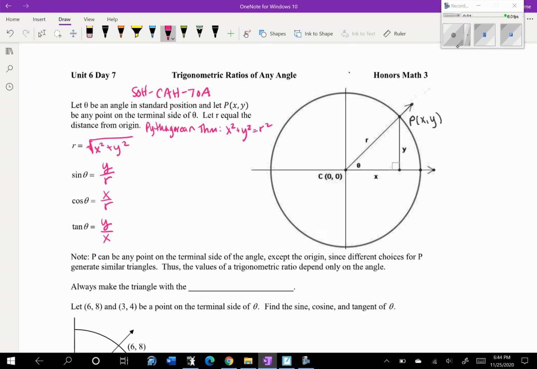So if our r value is 1, so when r equals 1, think about your unit circle, then that would mean the sine of the angle theta is equal to y. The cosine of the angle theta equals x, and we can write tangent of theta is equal to sine theta over cosine theta.